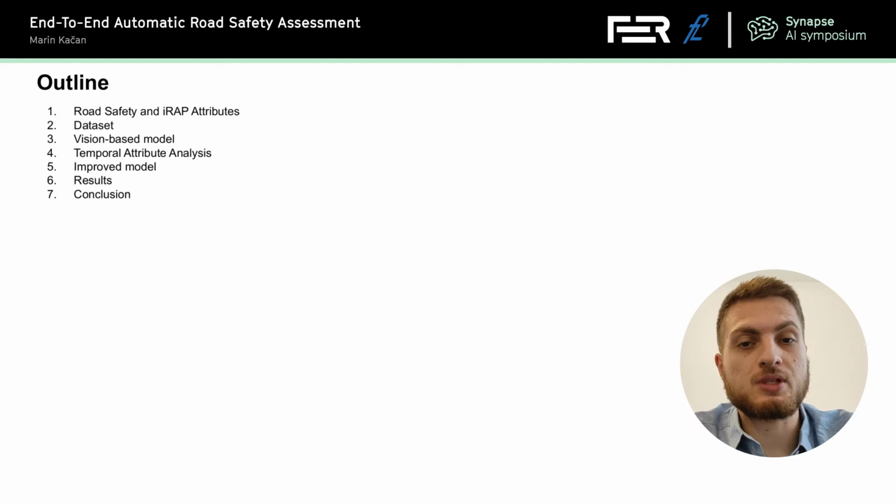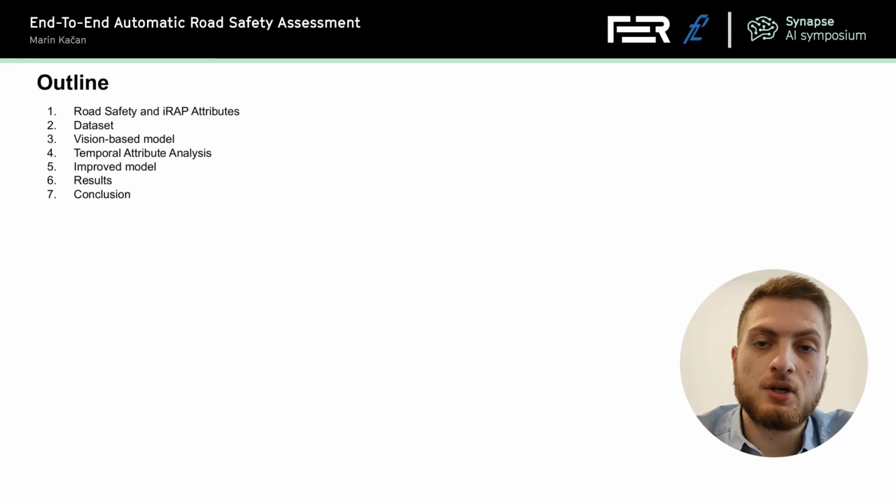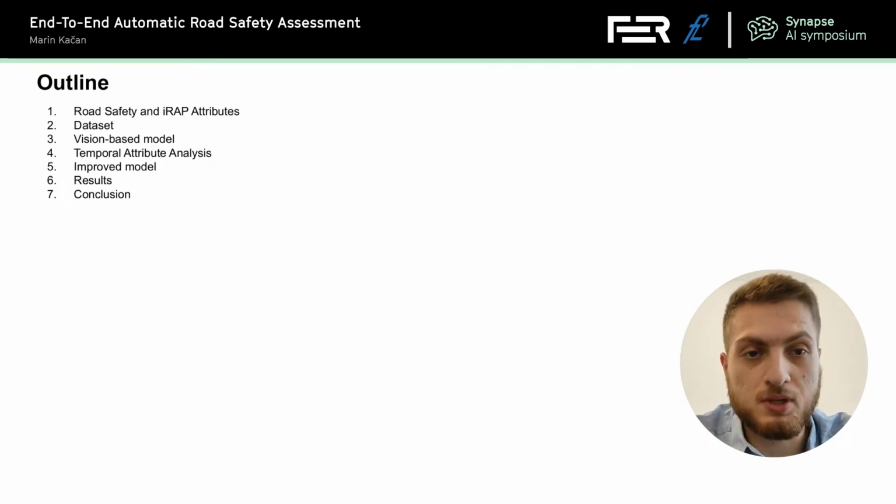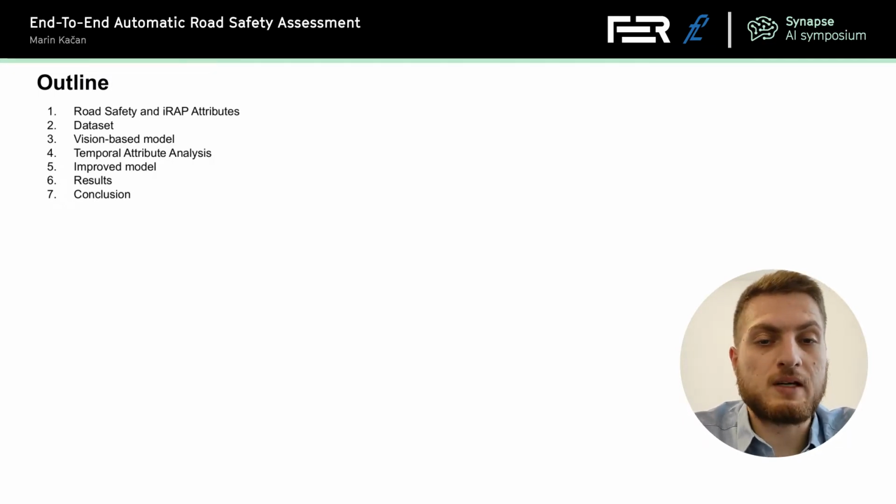I'm going to cover road safety and IRAP attributes. I'm going to talk about the dataset that we've acquired. I'll follow it up by describing our first automatic approach, which is a vision-based model, and that will be followed with an analysis of attributes which inspired our improved model. Then at the end, we're just going to show our results and conclude the presentation.